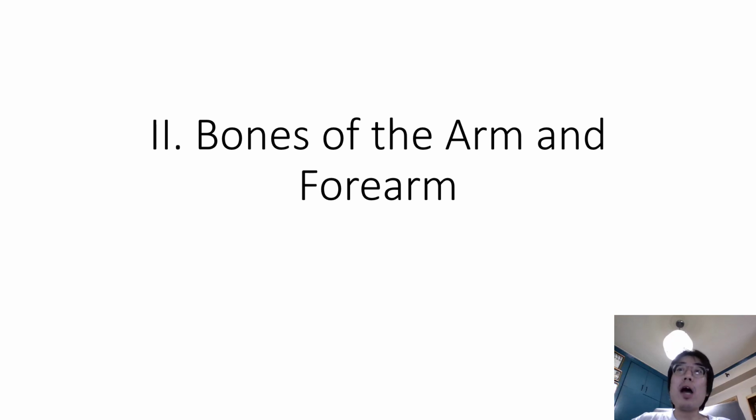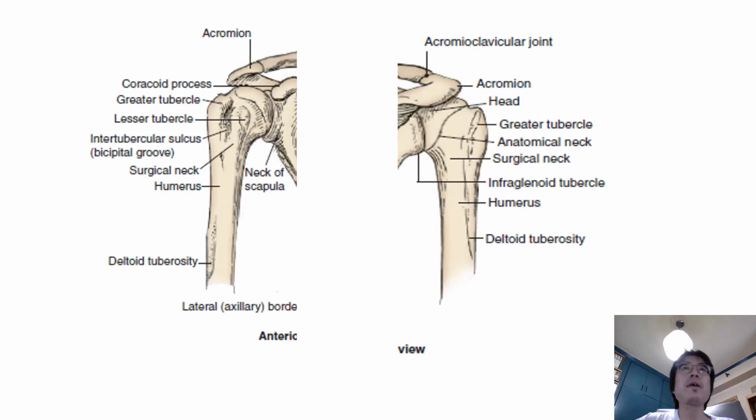We go down now inferiorly to the bones of the arm and the forearm, starting with the humerus. The humerus has a head which articulates with the scapula at the glenohumeral joint. The humerus has both an anatomic neck and a surgical neck.